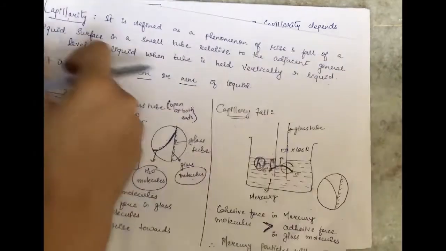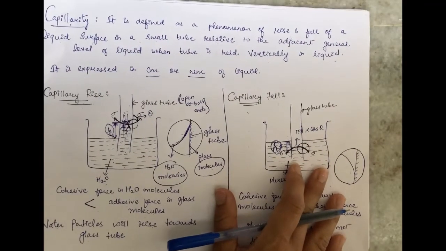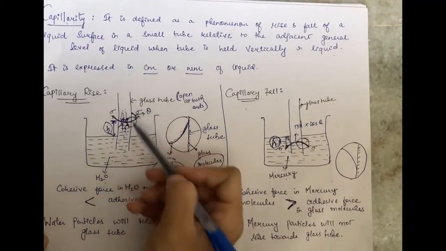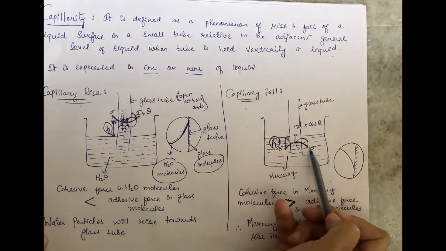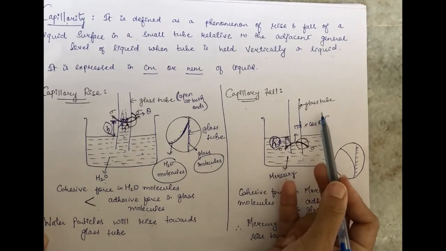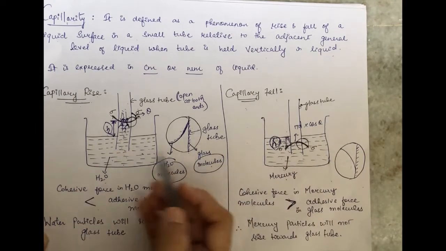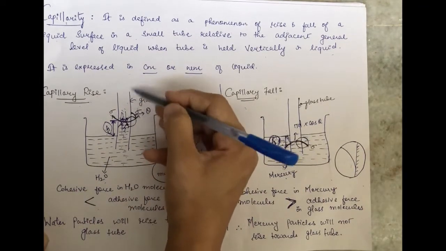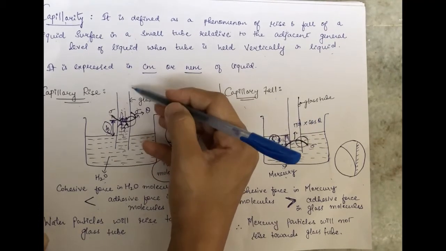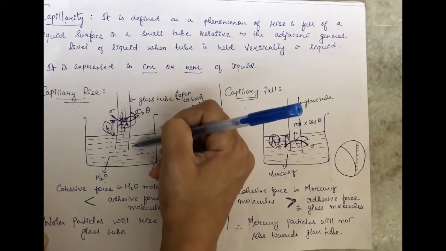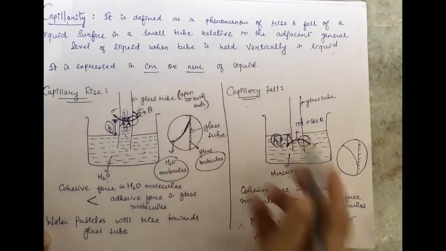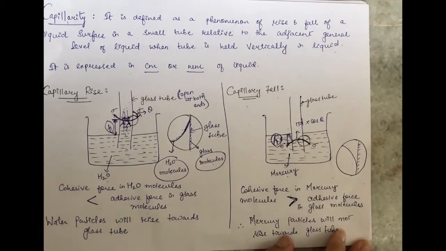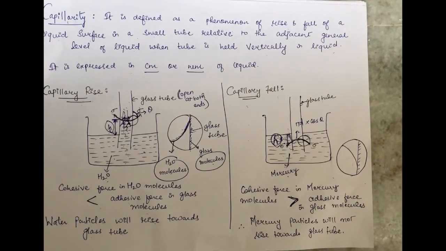Once again, I am repeating the definition of capillarity: it is the phenomenon of rise or fall of a liquid surface relative to the adjacent general layer of liquid when a tube is held vertically in a liquid. So this was your capillarity and the derivations of capillary rise and capillary fall.